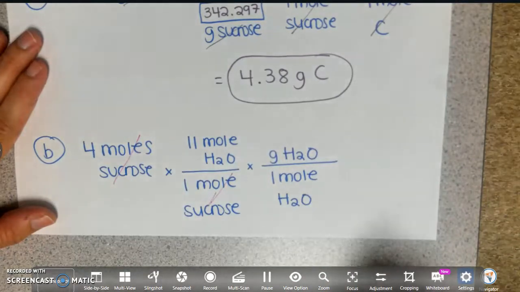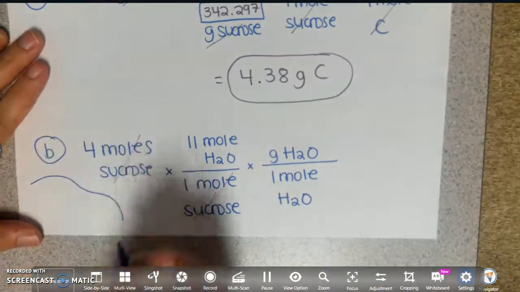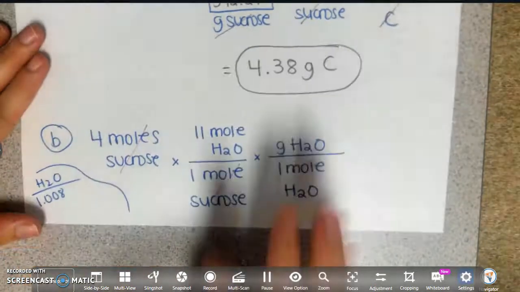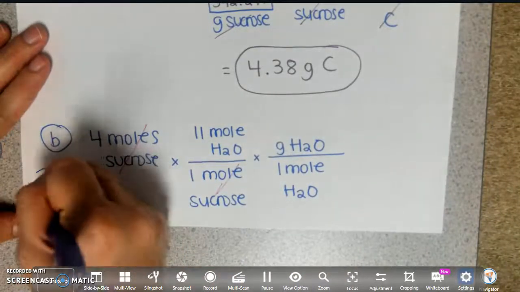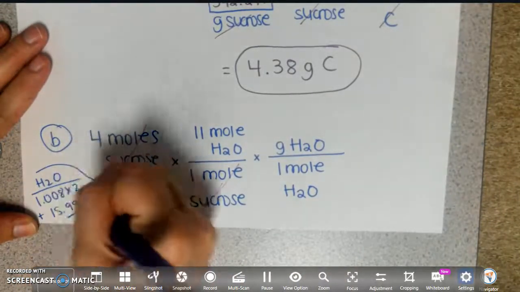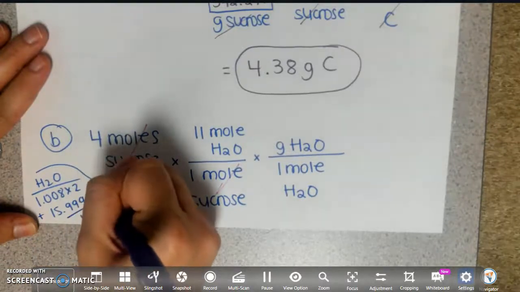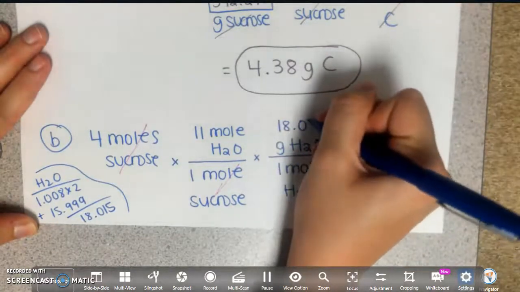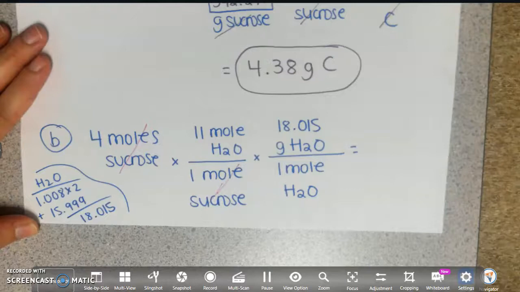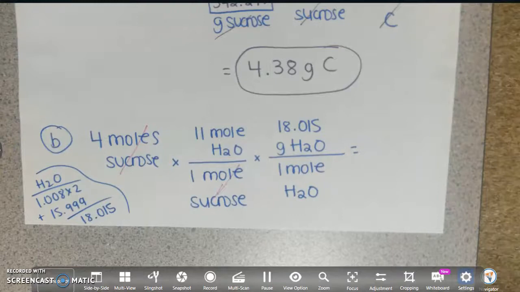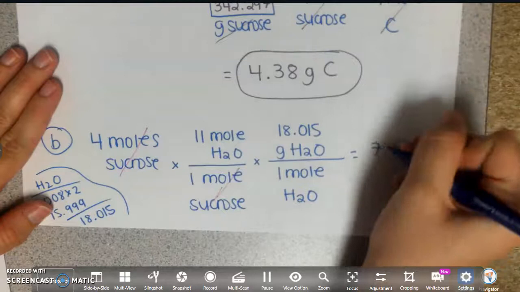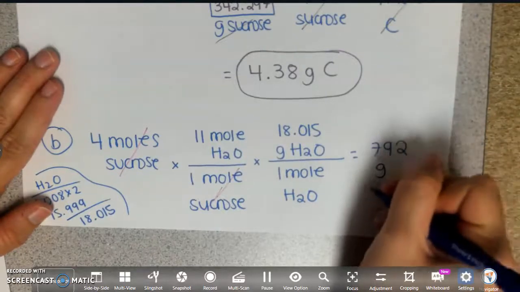You add up 2 hydrogens and 1 oxygen. So off to the side, H2O. Hydrogen is 1.008, and there are 2 of them, plus 15.999. And that is 18.015, I believe. And so that will come up here. And then to type this in the calculator, 4 times 11 times 18.015. And it's going to be, there's only 1s at the bottom, so divided by 1 should be 792 grams of H2O.